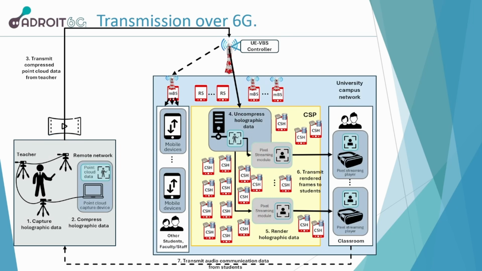The compressed volumetric data is transmitted over the network infrastructure. This stage places significant demands on bandwidth and latency, as the system must sustain high data rates while minimizing delay. ADROIT6G leverages advanced wireless technologies and optimized data paths to ensure this transmission remains efficient and reliable.